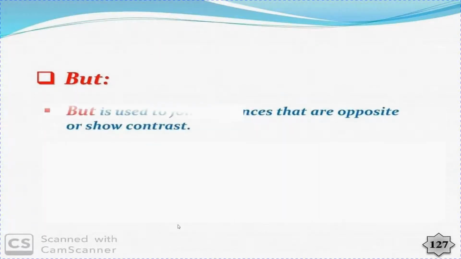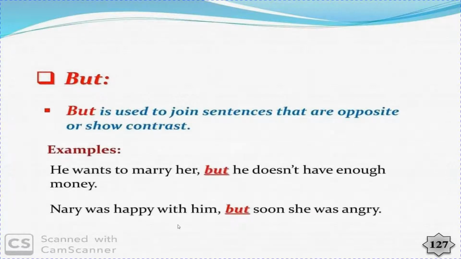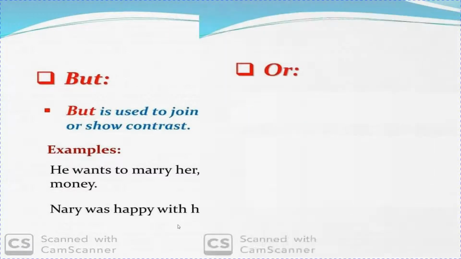Next one is but. But is used to join sentences that are opposite or show contrast. For example, he wants to marry her, but he doesn't have enough money. So children, it is showing the opposite thing: he wants to marry her, but why can't he marry her? Because he doesn't have enough money. So it is showing the opposite things. Nari was happy with him, but soon she was angry.